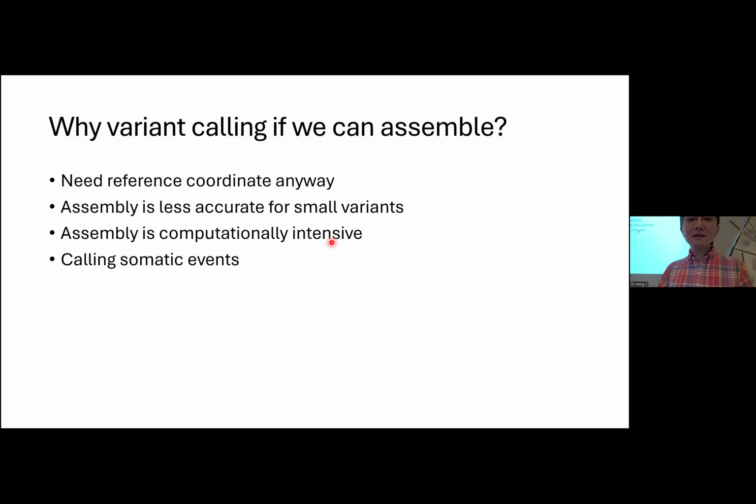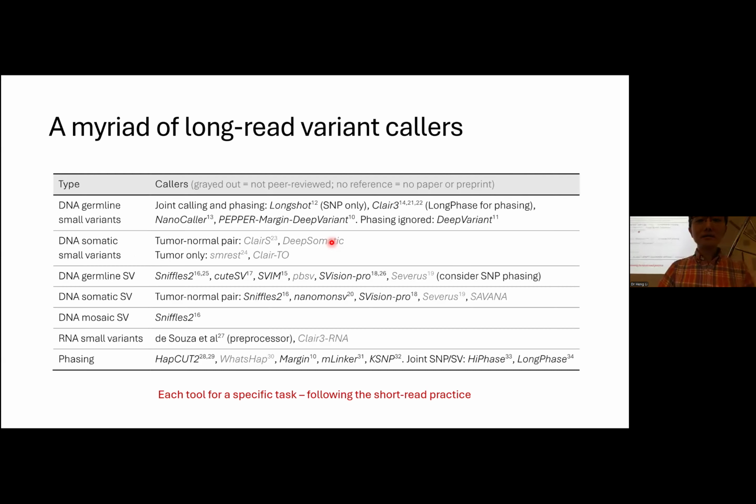And lastly, if you want to call somatic events, the assembly will remove a lot of them. So if you want to call somatic events, you have to do alignment-based calling. If there are about 5 events, with about 2 or 3 reads, it's very likely the assembly will just remove the reads, taking them as significant errors or rare events, and you need the alignment to do the somatic calling.